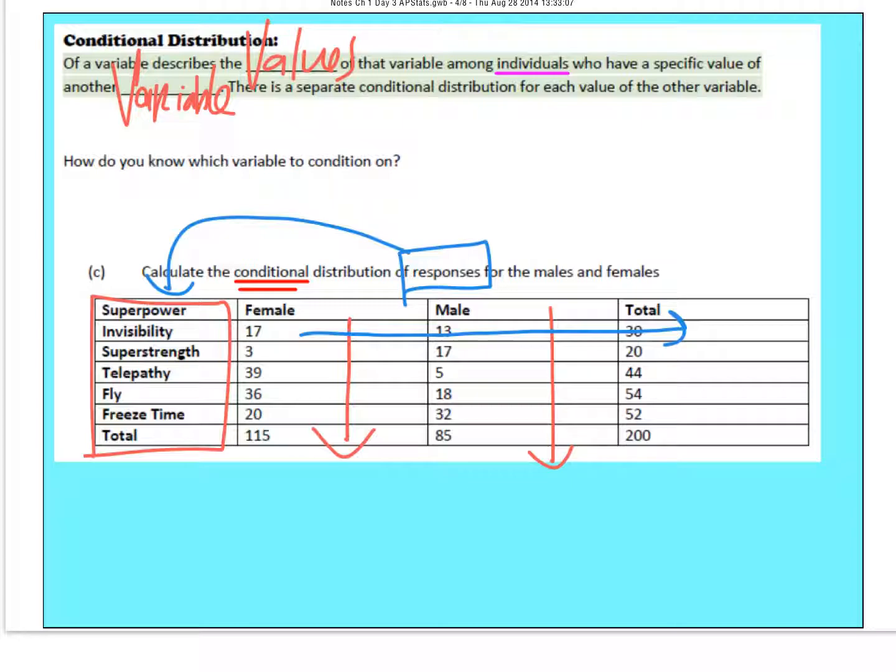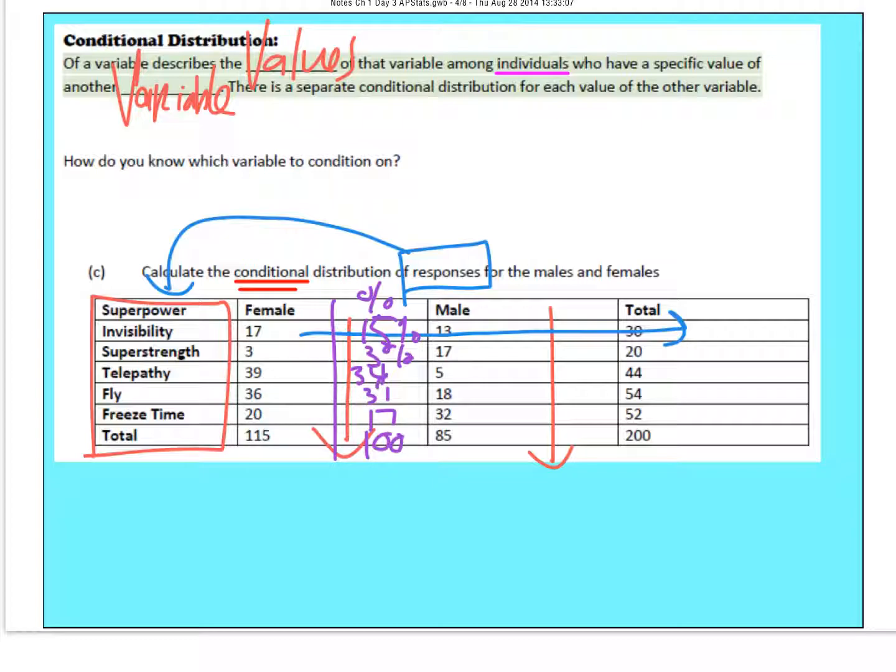So let's go ahead and do that. If there's 115 females in total, how are we going to find the percent for invisibility? We're just going to do 17 divided by 115, and when we do that, you're going to get 15%. So I'm just going to kind of cheat here and actually put my percentages here for the females. 3 of the 115 is going to be 3%. Then we have 34, 31, 17, and then, of course, 100% is the last one, with my percents there.